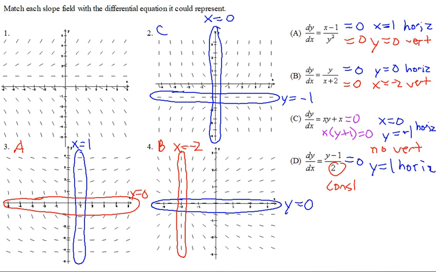So there's no way 2 is ever going to be 0. So this one also has no vertical. It's for a different reason. Not because there's no denominator, but because the denominator is never 0. So y equals 1, horizontal. You can see this one does have that.